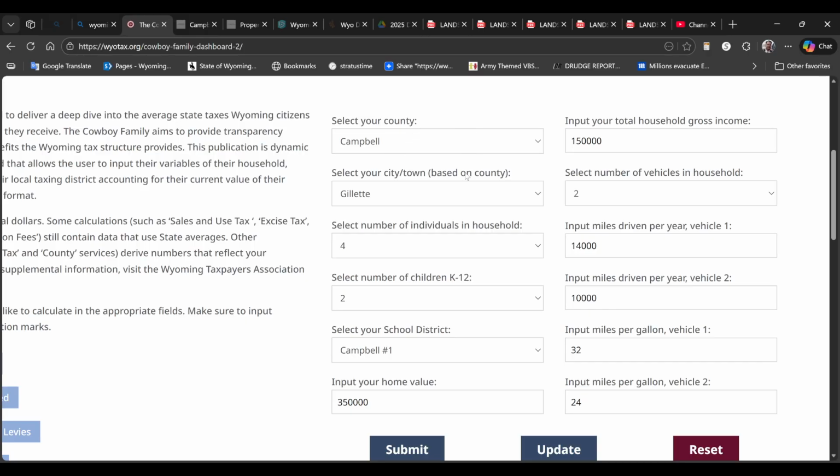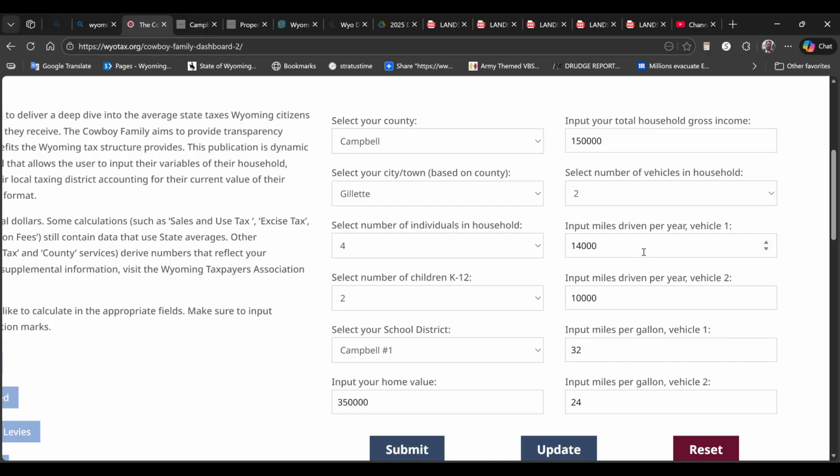First of all, you put your county. You can put your total household income. In Campbell County, I think the average household income around here is around $150,000. That's considering two adults. And here I've got a family of four, two school-aged kids. They go to Campbell County School District, and the average home in Campbell County, I believe, is around $350,000. So we're just using the averages here. Of course, you can put in specific numbers that are particular to you, or you can do averages yourself, however you want to do that.